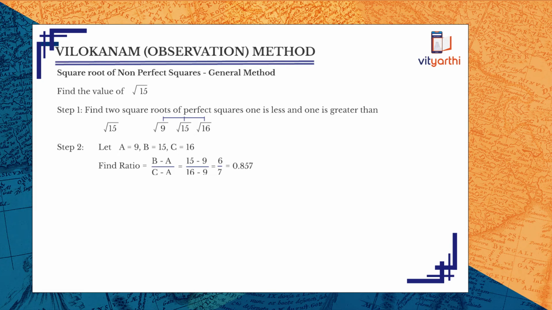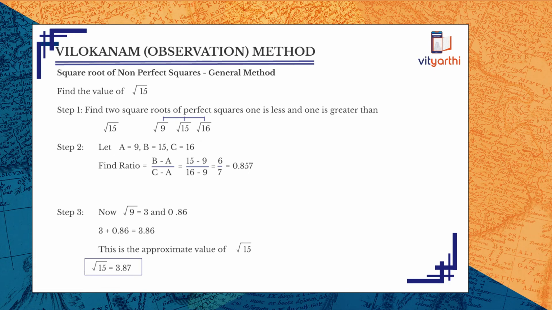Now we find the ratio (b minus a) divided by (c minus a), that is 15 minus 9 divided by 16 minus 9, or 6 by 7. The value of 6 by 7 is approximately 0.86. Now we add this value 0.86 to the smallest perfect square, root 9, which equals 3. So we get 3 plus 0.86 is 3.86, and this is the approximate value of root 15.